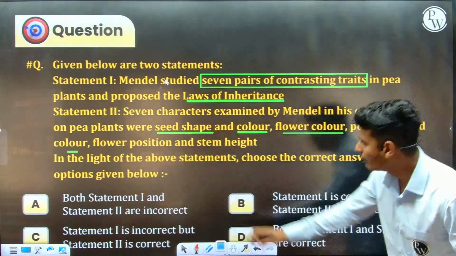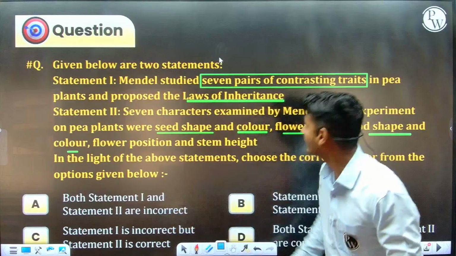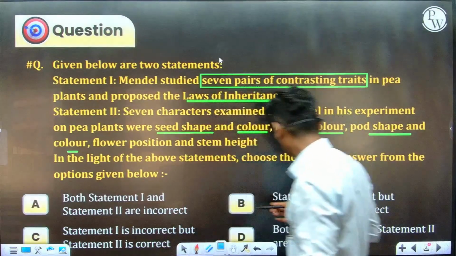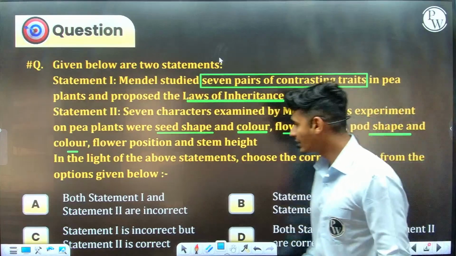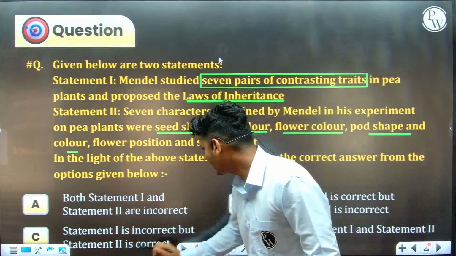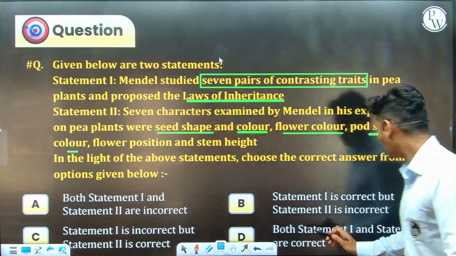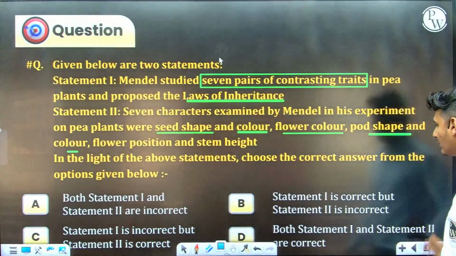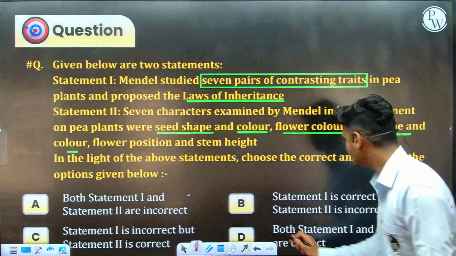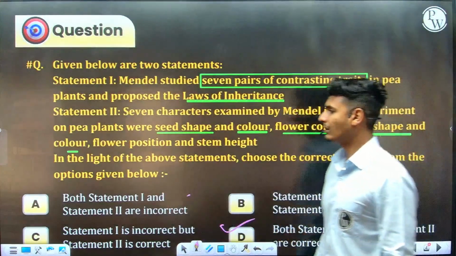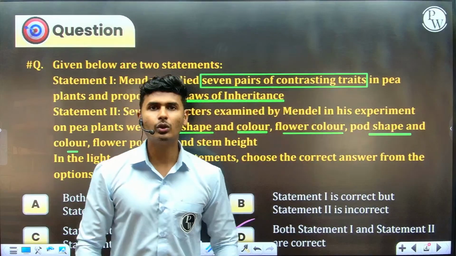Let's check the options. Both statement 1 and 2 incorrect, wrong. Statement 1 is correct, but statement 2 is incorrect, false. Statement 1 is incorrect and statement 2 is correct, false. But both statement 1 and 2 are correct. This is exactly our answer.